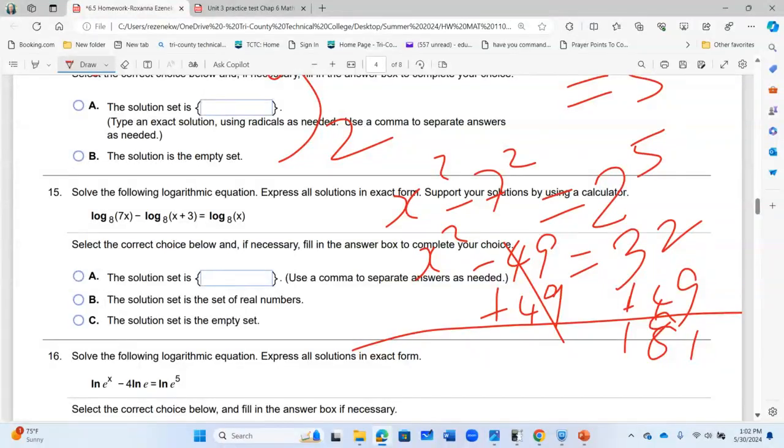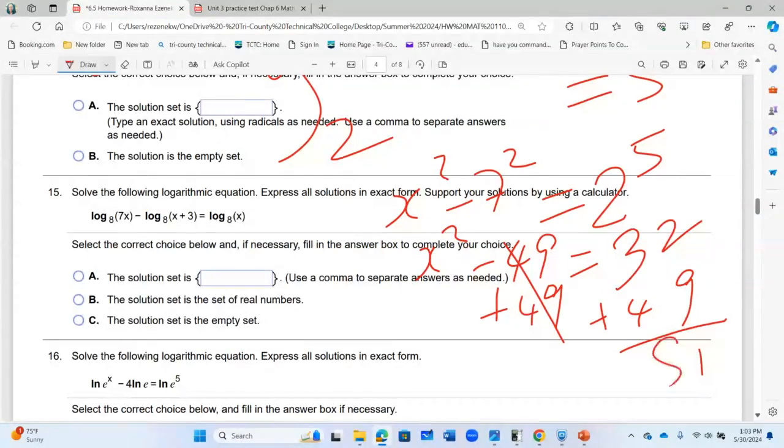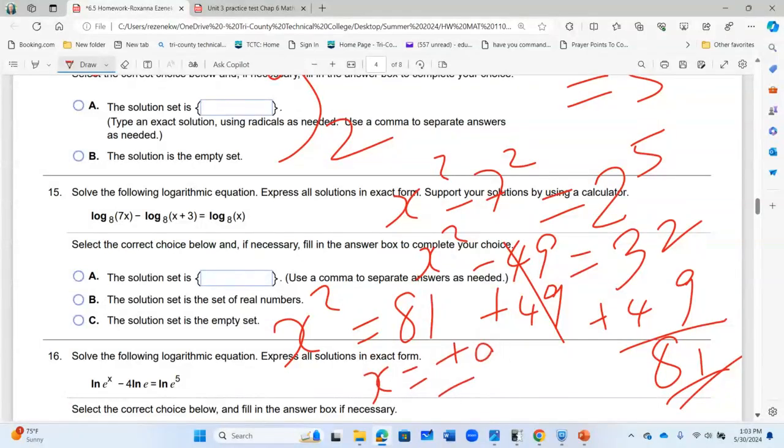Oh, no. I'm sorry. That's not right. So let's do this again. So we have plus 49, plus 49. So this is 0 and this is 81. Much better. So x squared is equal to 81. Therefore, x is equal to plus or minus 9.